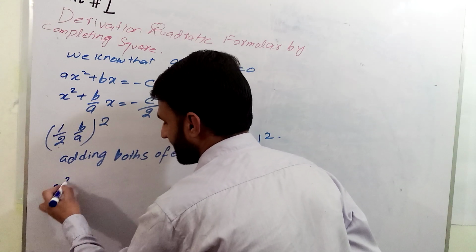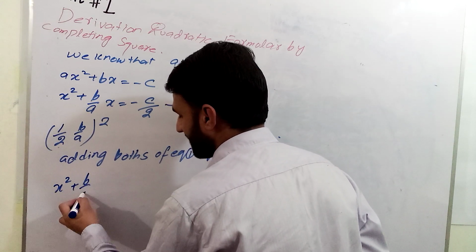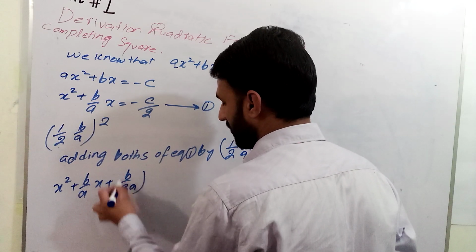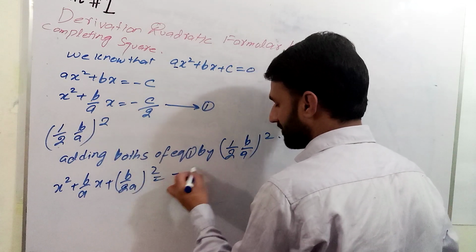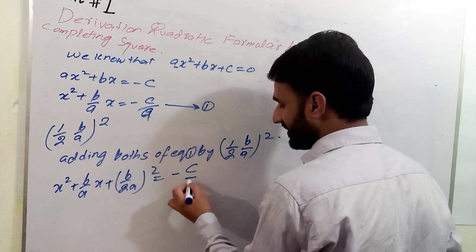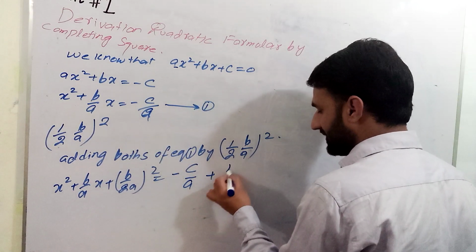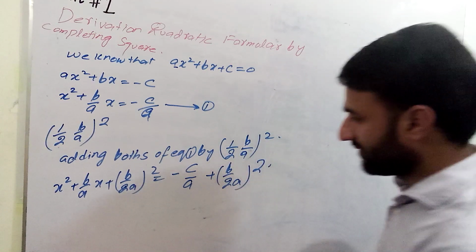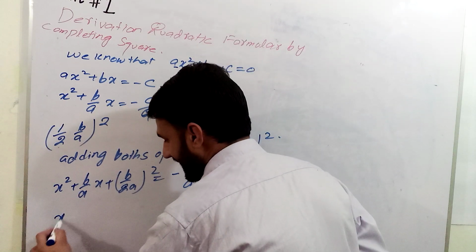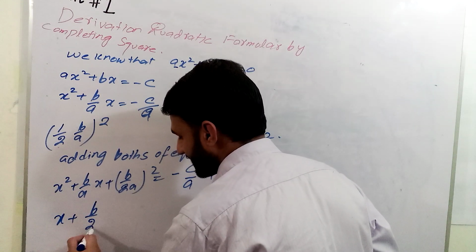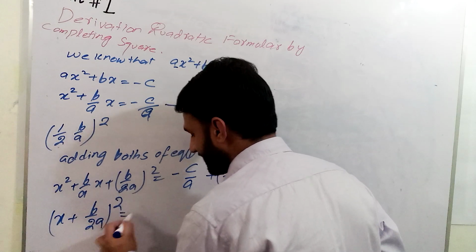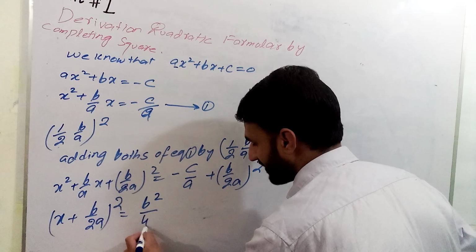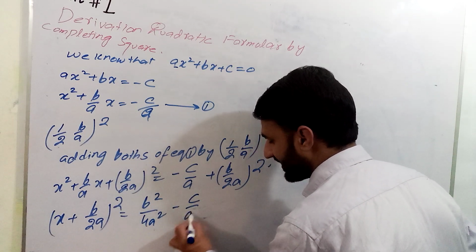So you can notice that x² + (b/a)x + (b/2a)² on the left side, and on the right side comes minus c/a plus (b/2a)². Here you can notice that the formula is (x + b/2a)² equal to b²/4a² minus c/a.